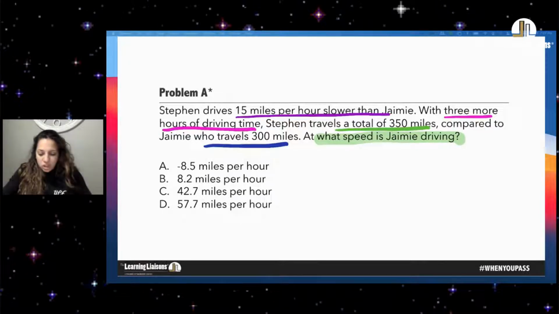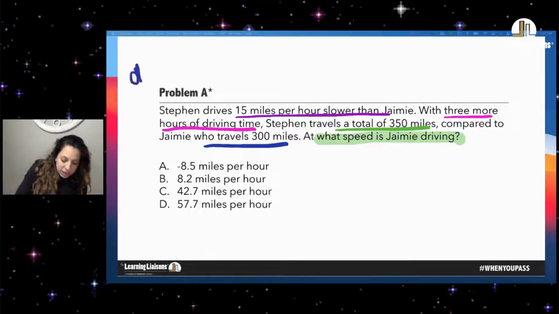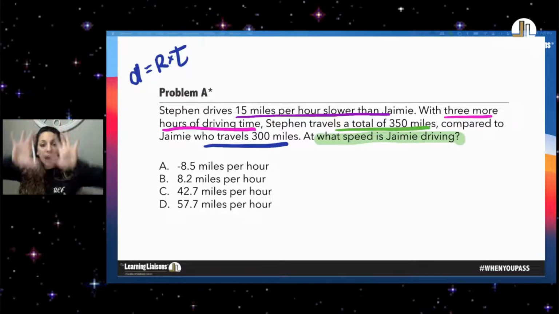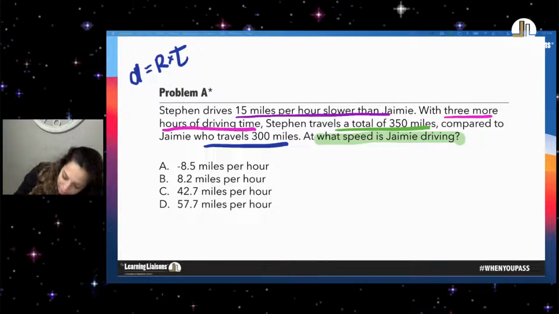So what do we have here? We really have distance equals rate times time, but we've got 2 distance equals rate times time equations because we've got Stephen and we have Jamie. So let's define both of them. Let's go Stephen right here, and let's go Jamie right here.